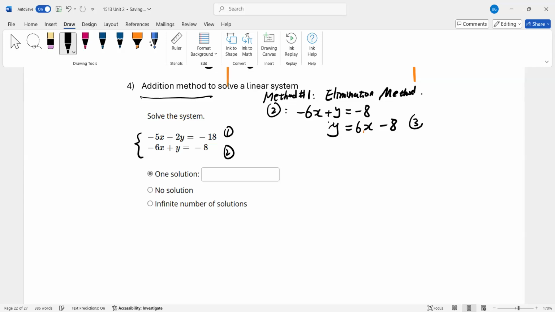So I'm going to label this equation number 3, all right? Number 3. The elimination method simply means we have 2 variables, too many. We want to eliminate one variable.